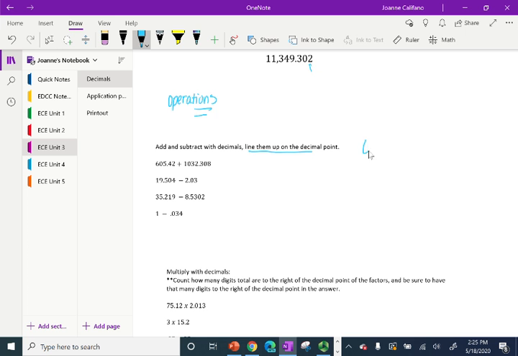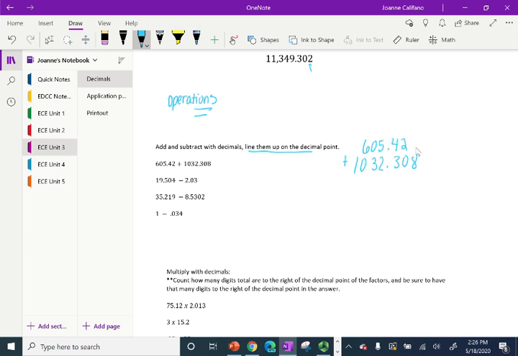So I would write the 605 and 42 hundredths if I were adding that to 1,032 and 308 thousandths. I would want to line up those numbers on the decimal point, and that makes all the numbers line up on their place value, the ones, the tens, the hundreds, and the hundredths.